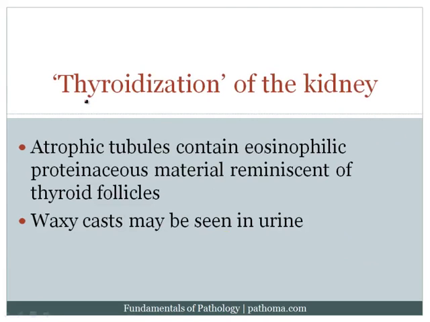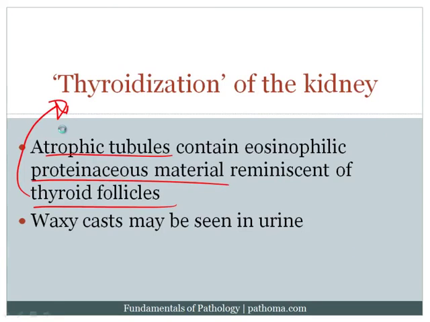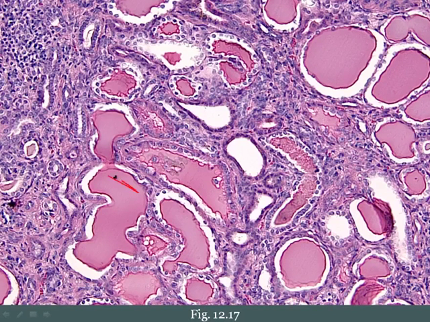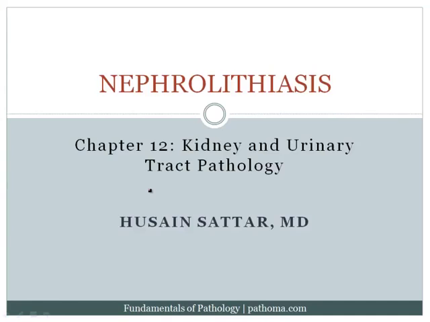Now, the histology in chronic pyelonephritis will show atrophic tubules that are loaded with proteinaceous material. And this proteinaceous material is reminiscent of the colloid that would be present within thyroid follicles, and hence they call that thyroidization of the kidney. Here's a picture. You can see that these tubules are loaded with all this pink material that resembles colloid. And so therefore, these mimic thyroid follicles, and hence the term thyroidization of the kidney.